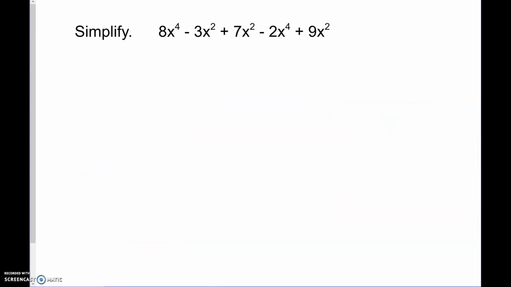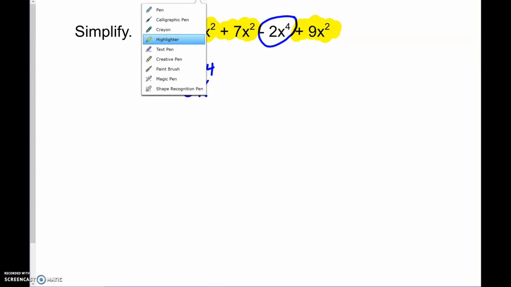All right, simplifying, combining like terms. So let's see here. This is the 4th power, 2nd power, 2nd power, 4th power. I can combine those. So 8 minus 2x is going to be 6. Keep the base, keep the exponent. Then we also have in here a negative 3x squared, another squared, and another squared. So I have 3 squareds here.